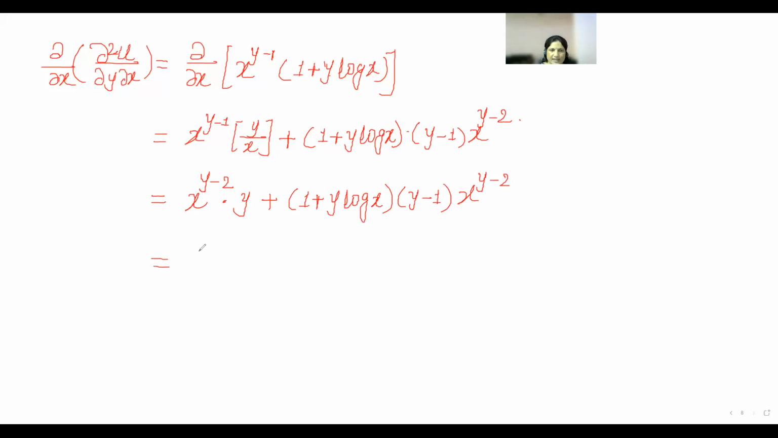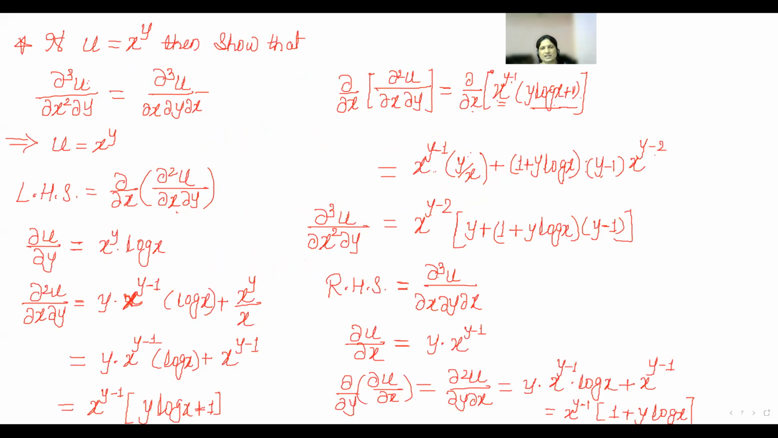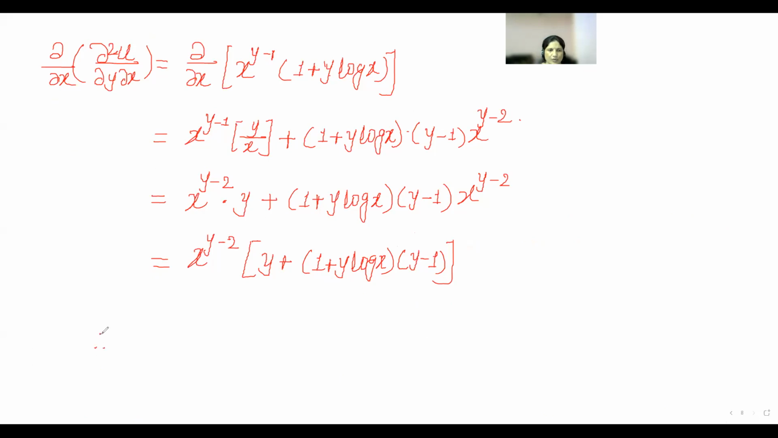Now we take x raised to y minus 2 as a common term, and in the bracket we have y plus 1 plus y log x into y minus 1. Now find out whether LHS and RHS are the same. Look here, this is LHS and here it is RHS. Therefore we can say that LHS is equal to RHS.